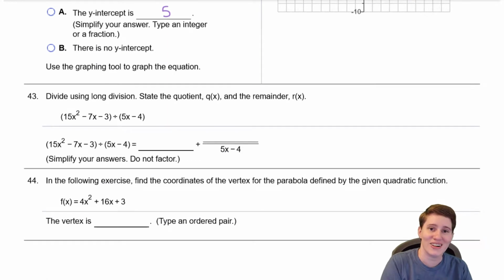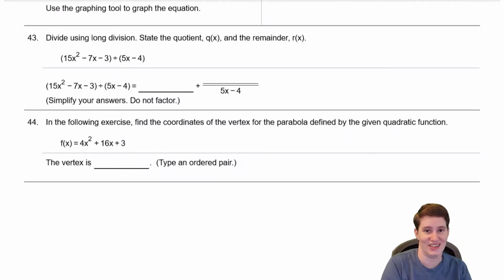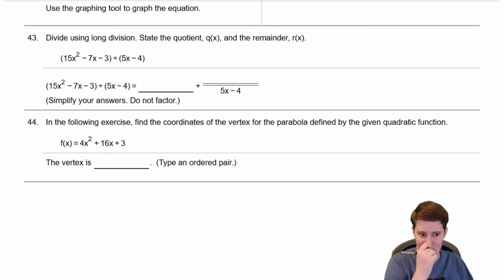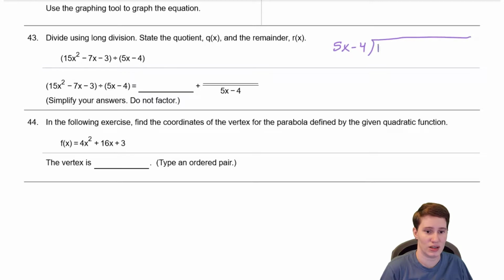Divide using long division. Yay. Everyone loves long division, right? And then vertex of a parabola. Okay, we can do this. We're getting there. So we set up long division by putting what we are dividing by outside and what we are dividing into on the inside. It's not going to be a super long problem since this is a trinomial, so that's something.